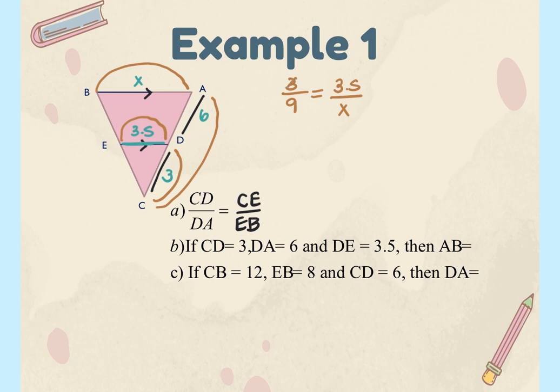So then I would reduce. This would be 1 to 3. And then I would cross multiply. 3 times 3.5, which is 10.5.